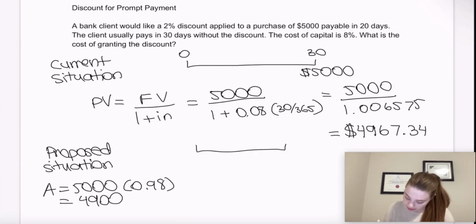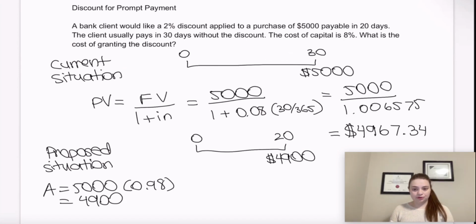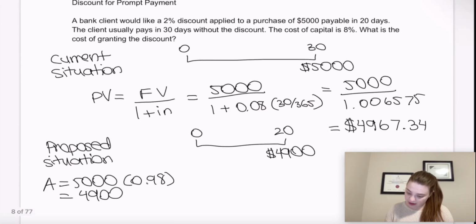So basically, here we are now at the present. So here's our start date. And then after 20 days, the client will pay $4,900. So basically, they're getting a $100 discount by paying earlier. Now we need to figure out, all right, what's the present value now, right? Getting paid $4,900 20 days from now is the equivalent to getting paid how many dollars today, right? So that's what we need to figure out.